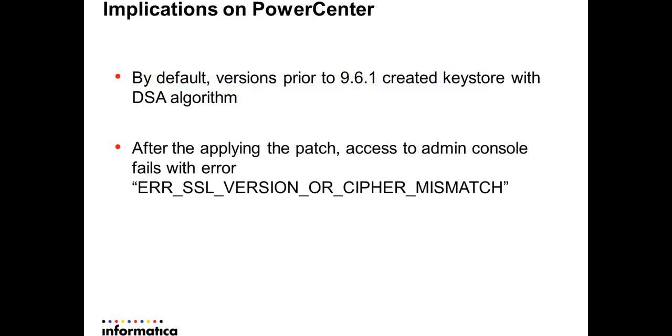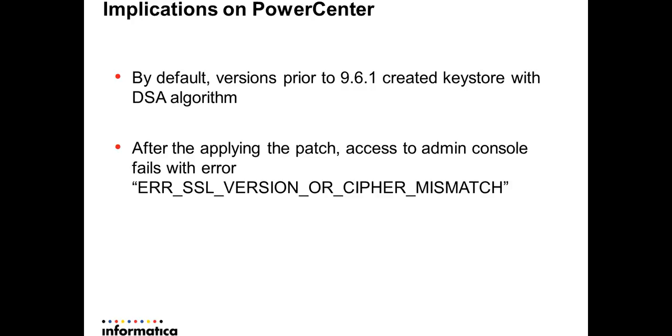So, after applying this patch, the PowerCenter URL cannot be accessed for the versions prior to 9.6.1. This is because the keystore that is created in the versions prior to 9.6.1 has an algorithm called DSA by default. Once the patch is applied, when you try to access the admin console in Google Chrome, you will receive an error saying ERR_SSL_VERSION_OR_CIPHER_MISMATCH. I'll show you the error in some time.